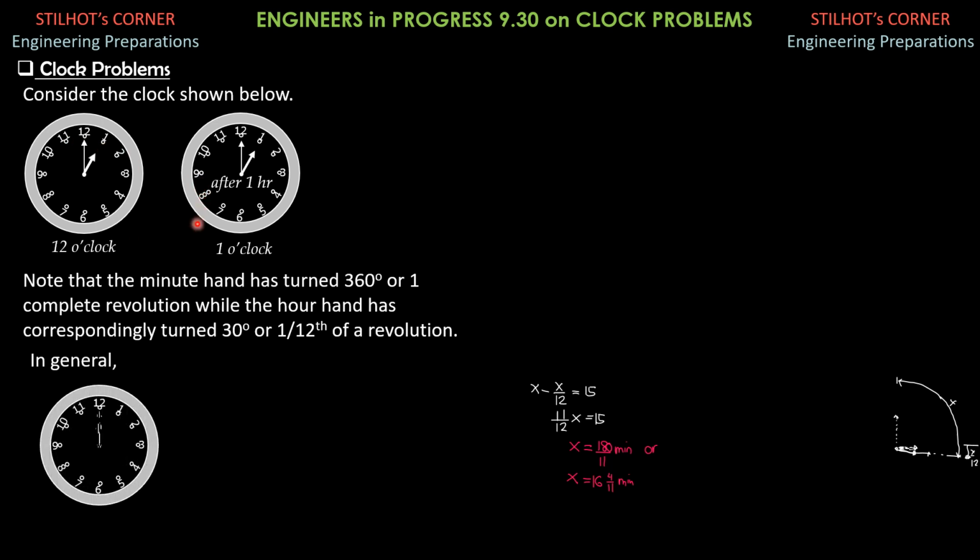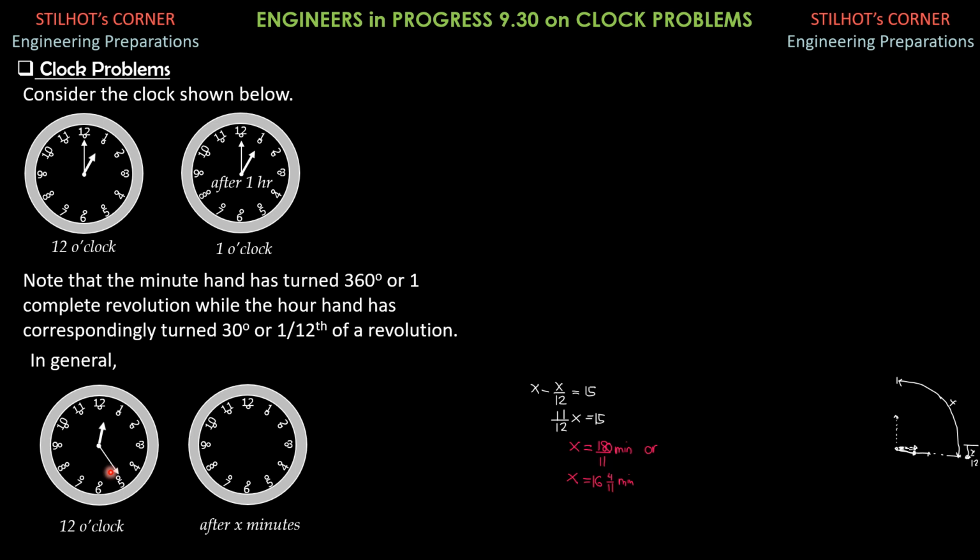In general, if this is the reading, 12 o'clock, then after X minutes, that would be the position of the hour hand and the minute hand. So from the initial position of the minute hand to its final position that is designated by X minutes, and from the initial position of the hour hand, which is also the 12 o'clock mark, to that final position, X over 12 minutes. So that's the principle.